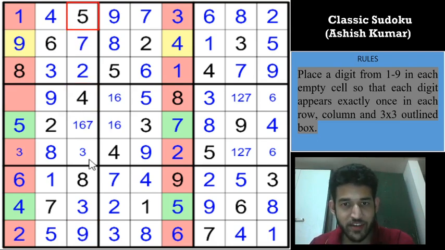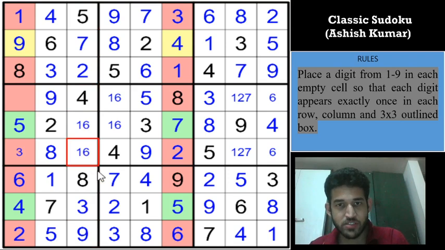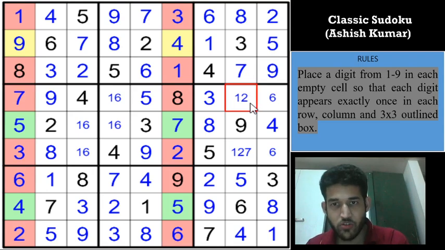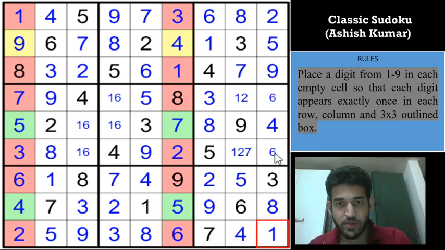2, 4, 5, 7, 3, 8, 9, so remaining are 1 6, we can write the candidates. This is 1 6, and because of this we have pushed the 3 to row 6 column 1, and which means this is going to be 7, only possible digit left in column 1, so this is 1 or a 2. And if you look at column 9, 2, 4, 5, 9, 1, 3 and 8, so remaining are 6 and 7, right?